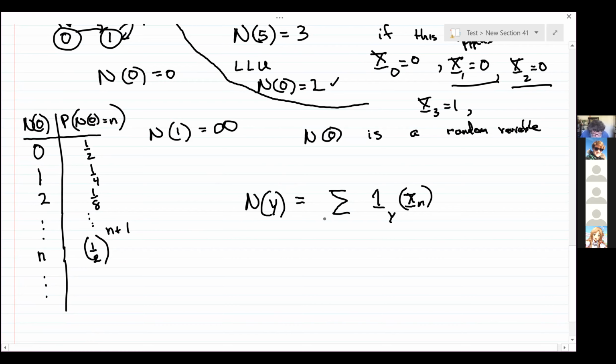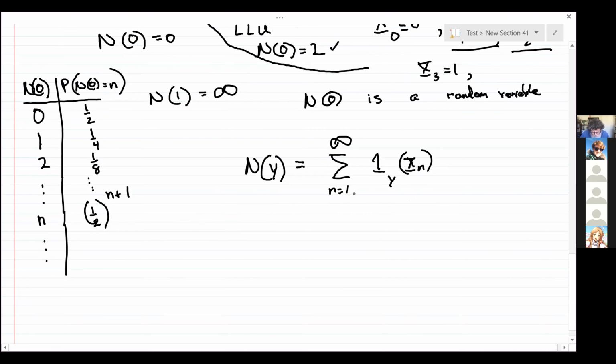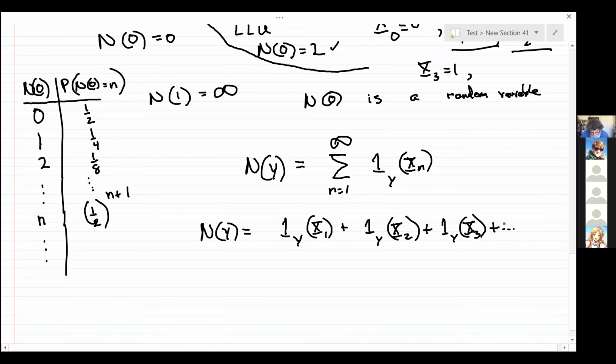And you sum from n equal 1 to infinity. Okay, so why is this equal to this? And what does it really mean? When you put it in summation notation, it's always a little more intimidating than it really is. It really is saying that this is 1 of x1 plus 1 of x2, etc. Okay. And now we can start to see what's going on.